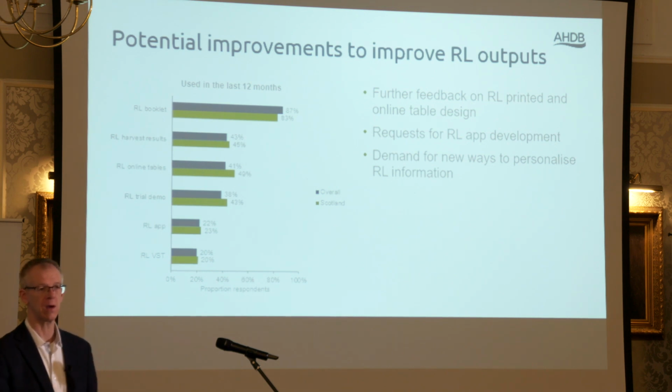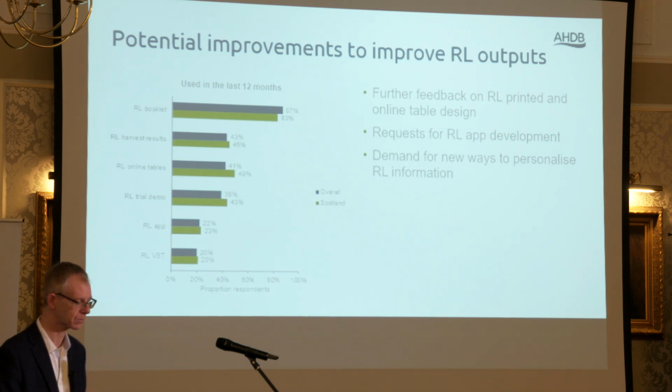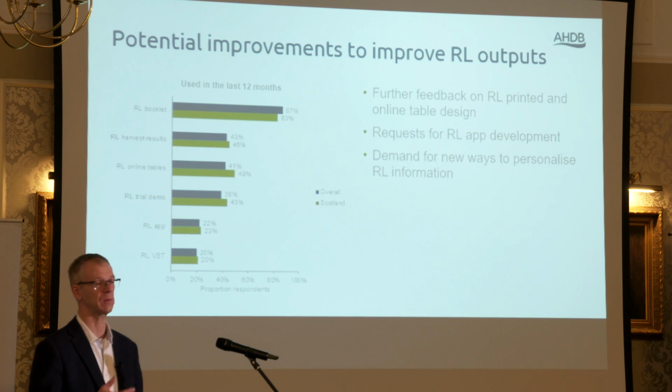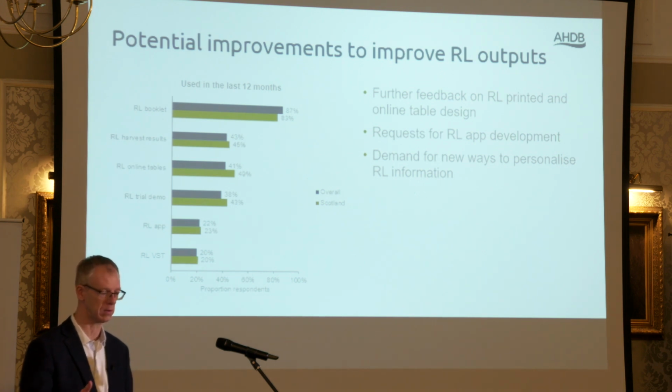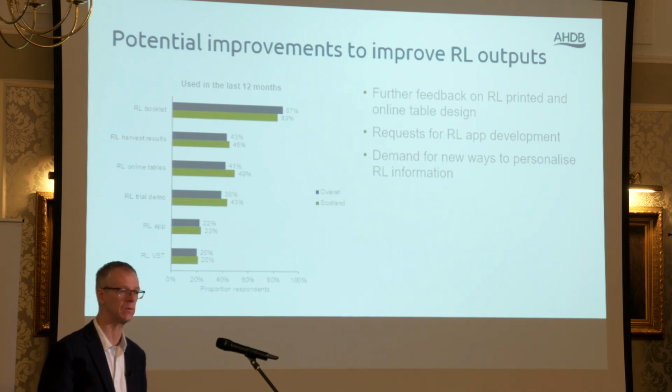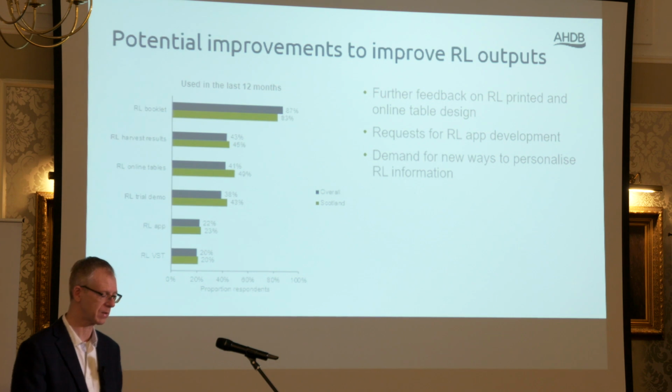Another thing we asked was how can we improve the outputs of the recommended list? There's no good at doing fantastic trials, producing fantastic data if it's not in a form that you can readily access and readily use and make sense of. So we asked, what do you use most? Perhaps a little bit surprisingly in this era of digital material, the RL booklet still comes out by far and away as the most useful format, with over 80% of people using it.